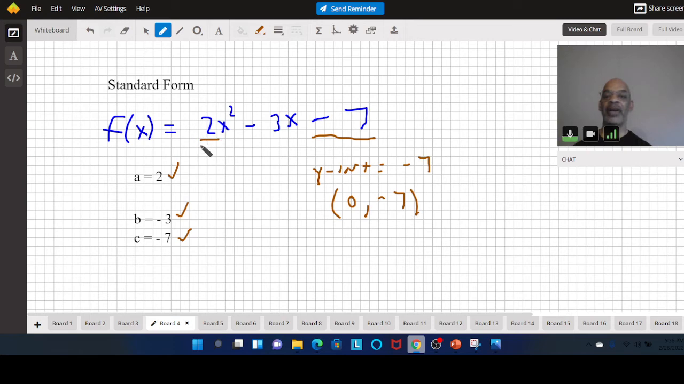With the a value being positive, we know the parabola opens up. And we could calculate the axis of symmetry: x equals the opposite of b over 2a. Again, that will be the axis of symmetry. We could calculate that.